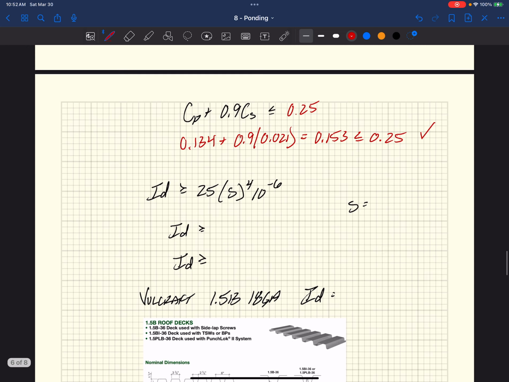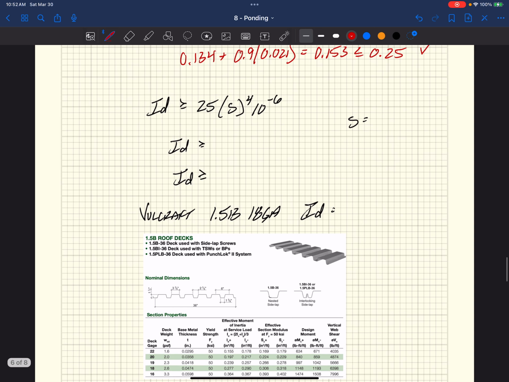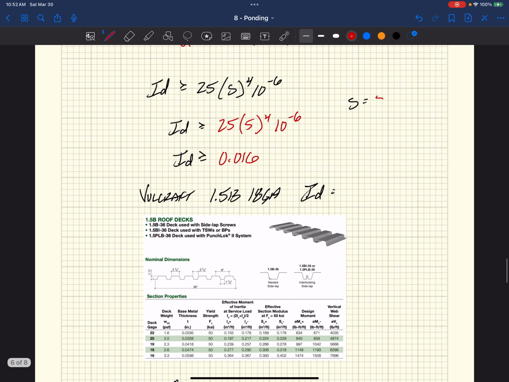So we're good there. The second aspect is the deck moment of inertia. The deck moment of inertia has to be greater than 25 S to the 4th times 10 to the negative 6th. So that would be 25 times 5 to the 4th times 10 to the negative 6th. We end up with 0.016.